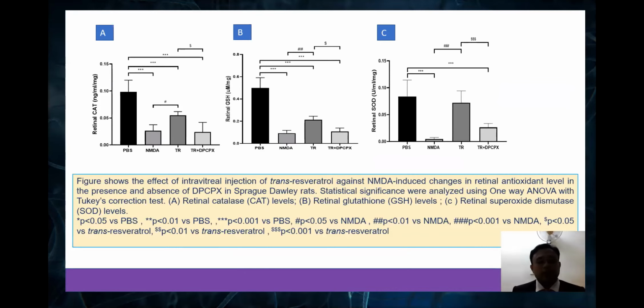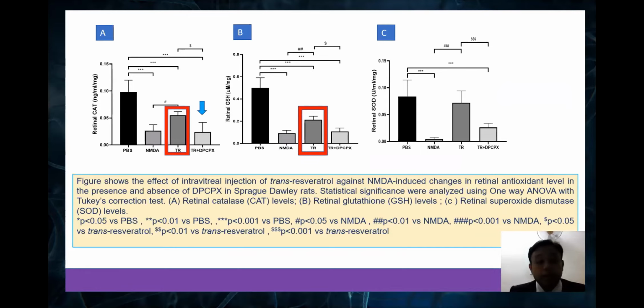So here are my results. Let's go through one by one. A represents retinal CAT. As we can see, the TR treated group showed a higher level of retinal CAT as compared to the NMDA group, indicating higher activity of the CAT antioxidant. In contrast, the TR-DPCPX group showed lesser levels of CAT, indicating lesser activity of the CAT antioxidant.